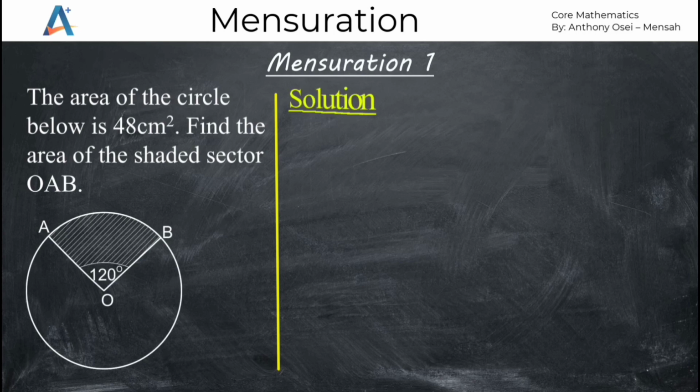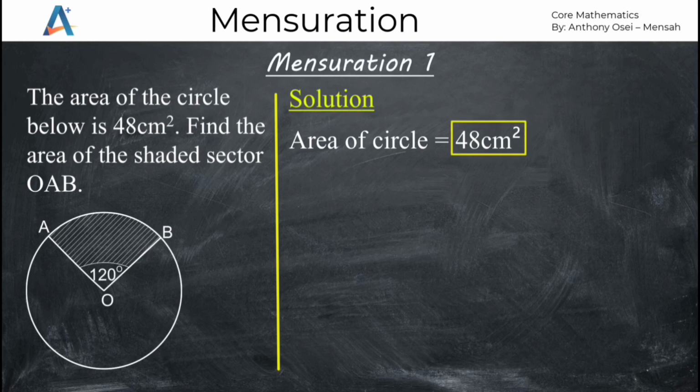So solution. The area of the circle below is 48 centimeters squared. So area of circle is equal to 48 centimeters squared. Once you see this, you realize that two things can come into your mind: using the area to find the radius, or just keeping the area to use it to find the area of the shaded sector. So now we know that area of circle is 48 centimeters squared. So let us keep it for now.